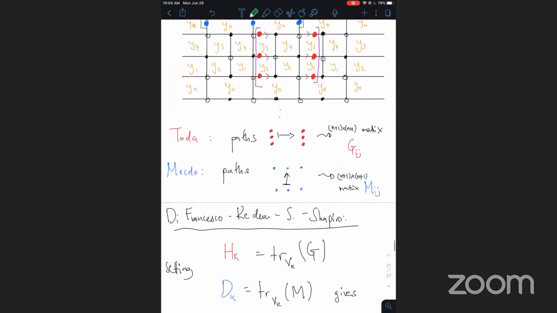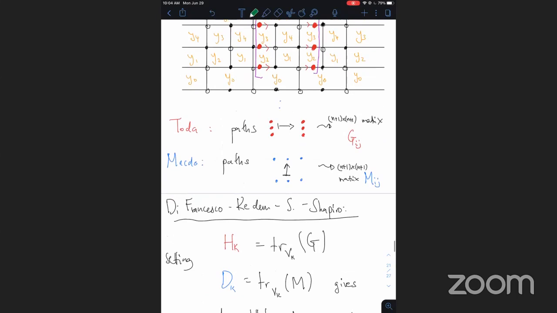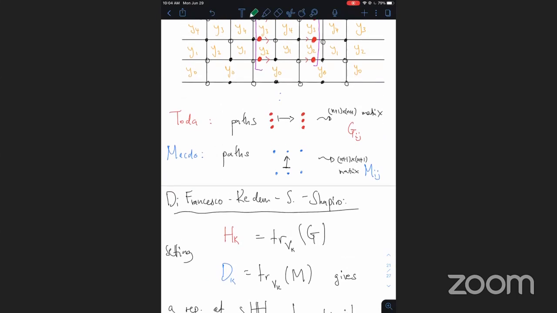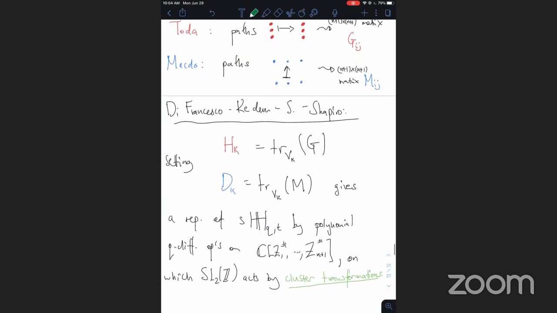And now, what we show with Philippe, Rinat, and Sasha is that, again, taking H sub k to be the traces of the red transport matrix in the fundamental V_k, and taking D sub k to be the traces of the blue transport matrix in the kth fundamental, gives a representation of the spherical part of the double affine Hecke algebra by polynomial q-difference operators on this ring of Laurent polynomials in Z1 up to Zn+1.